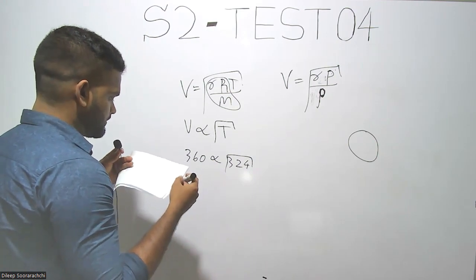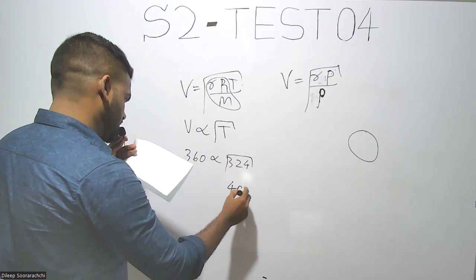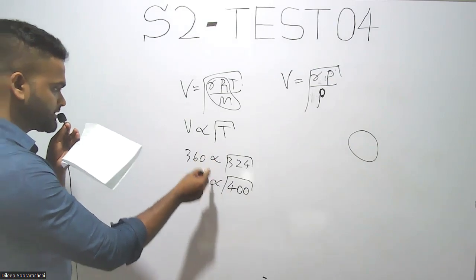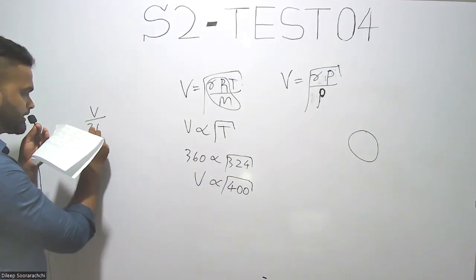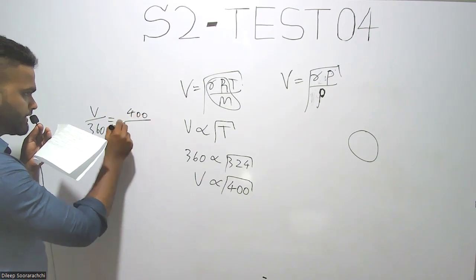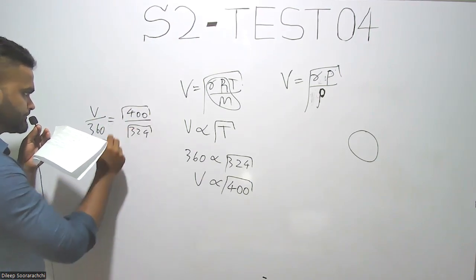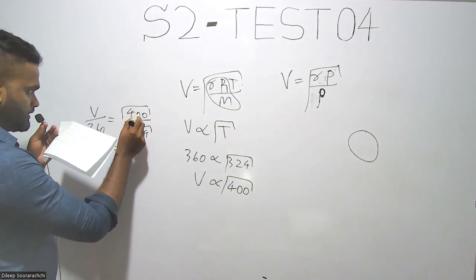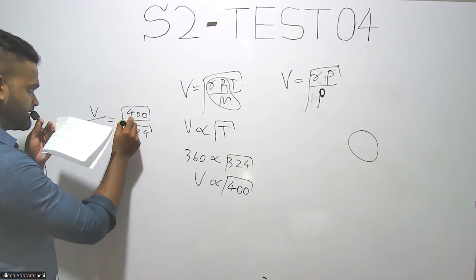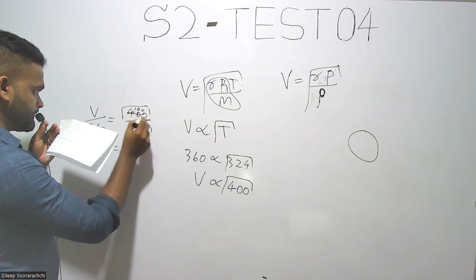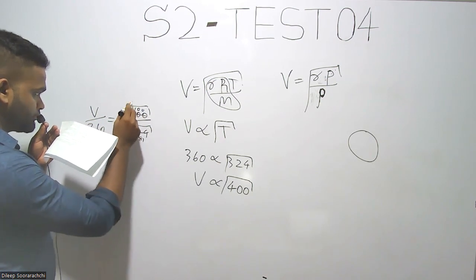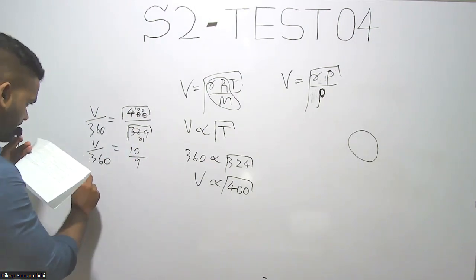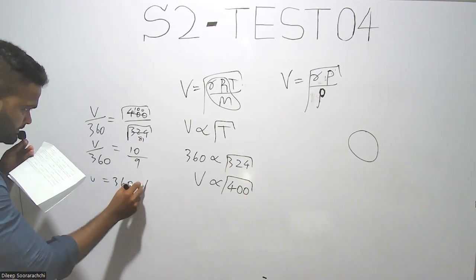Then what they ask is the sound velocity at 400 Kelvin. What they ask is this V. So these are the two proportionalities. V divided by 360 equals root of 400 divided by 324. I'll just divide by 4. This is 100 over 81. Root of 100 means 10, root of 81 means 9. V is 360 times 10 divided by 9.